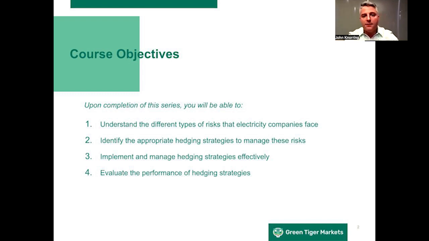The course objectives of the Hedging 101 series of workshops: upon completion of Hedging 101, you will be able to understand the different types of risks that electricity companies face. You'll be able to identify the appropriate hedging strategies to manage these risks. You'll be able to implement and manage hedging strategies effectively and evaluate the performance of the hedging strategies that you implement.